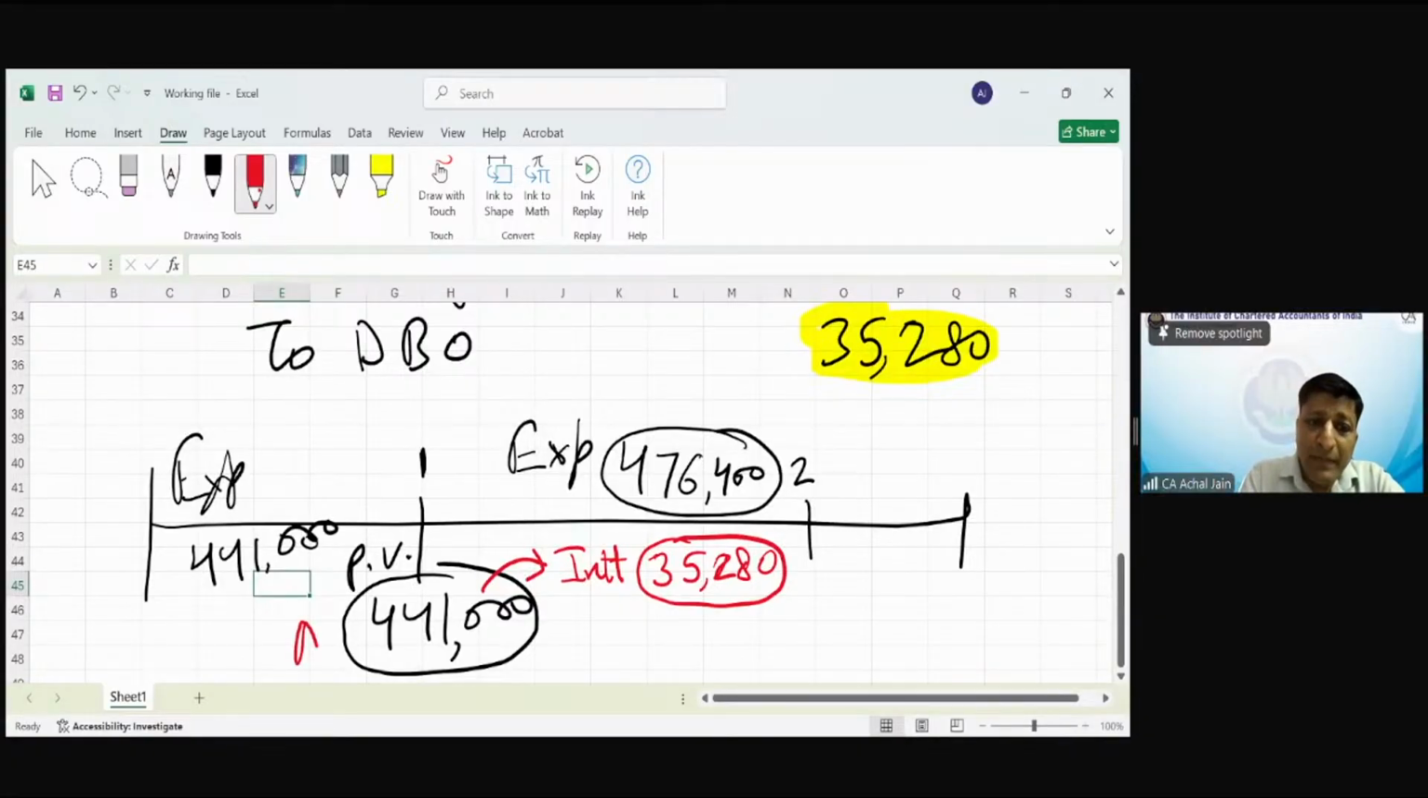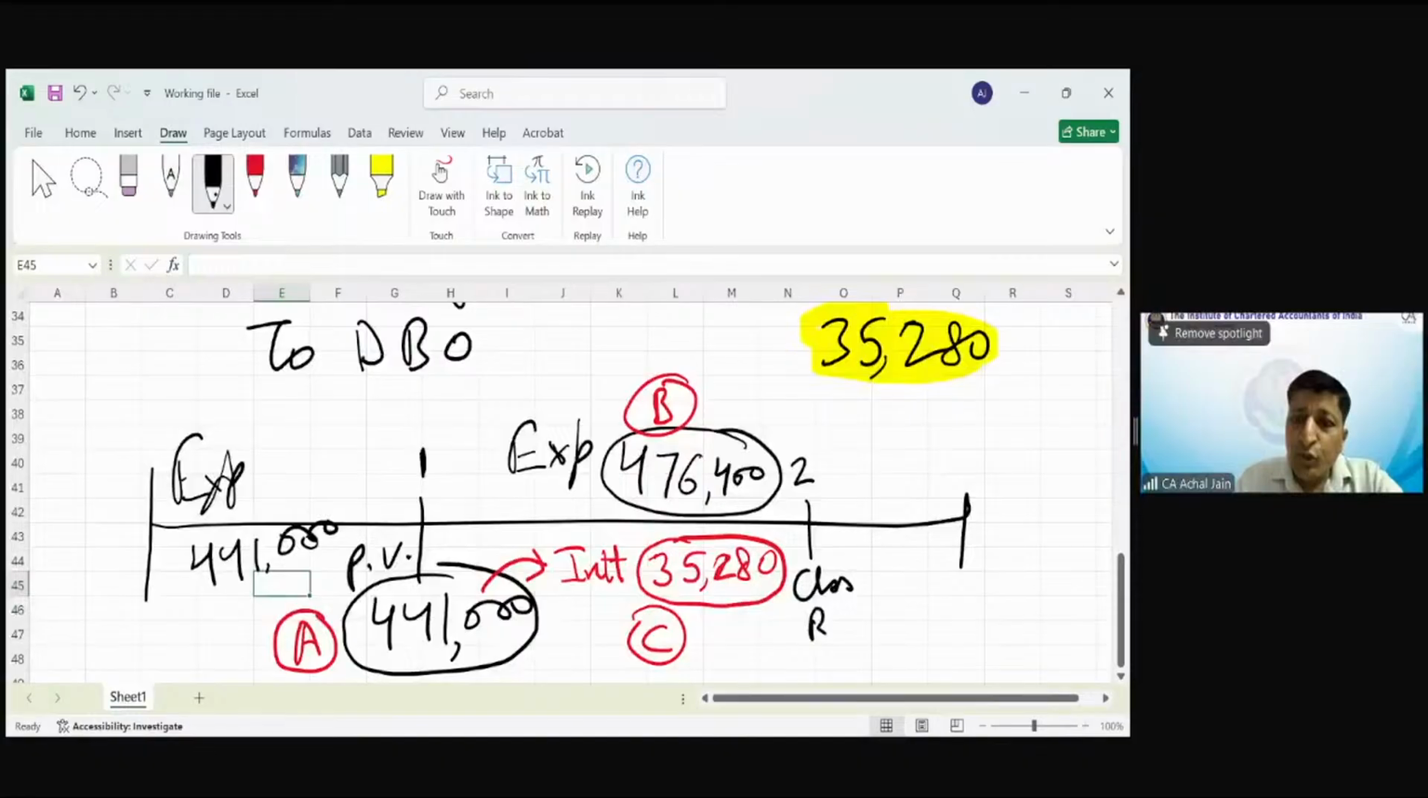So therefore, what will you do? You have your opening balance. To your opening balance, you will add the additions during the year. What are your additions? 4,41,000 and plus 35,000. Okay, so that's how you will get your closing balance at the end of second year. So to derive your closing balance, what will you do? Opening balance plus additions during the year. So that's why you are adding all of this. Clear? Great. Very good.